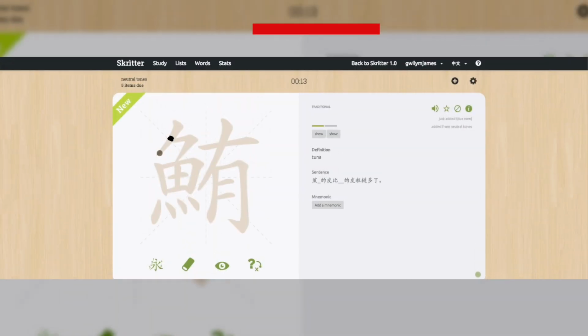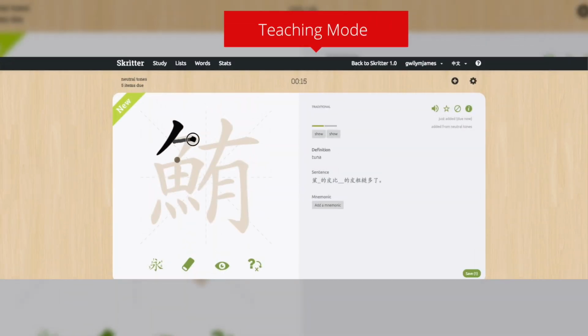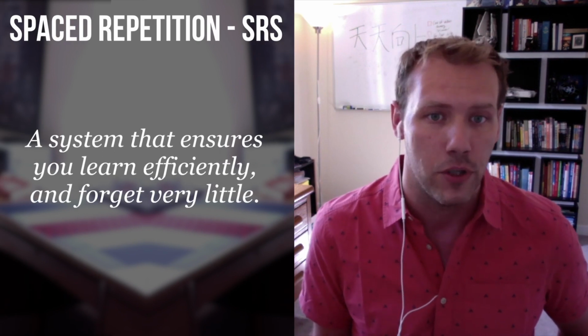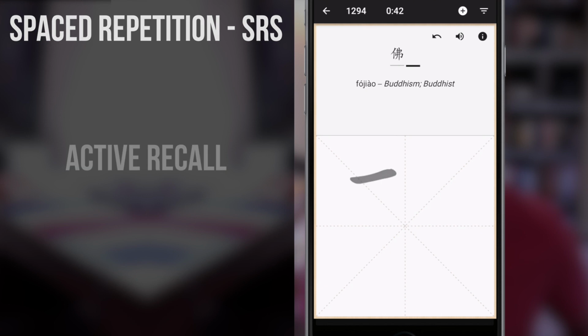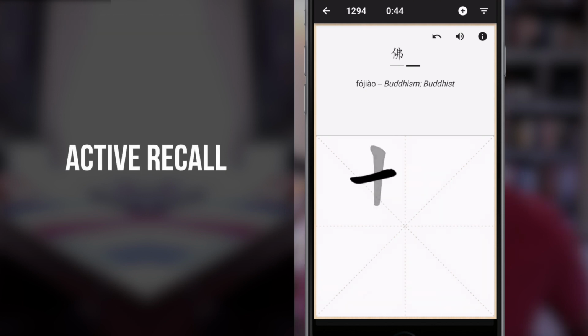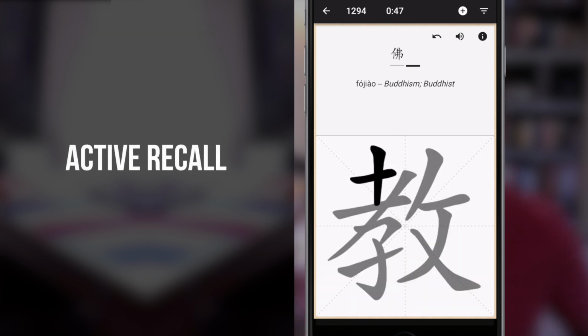With Skritter, we do that, and we call that teaching mode, where we'll teach you the stroke order for the character. But once you start getting into the learning process, once you start using the spaced repetition system, we like to actually use active recall. And what that means is we're presenting you with a blank canvas, and we're giving you a few hints about what we want you to write. And then you actually have to think about it and write it down.